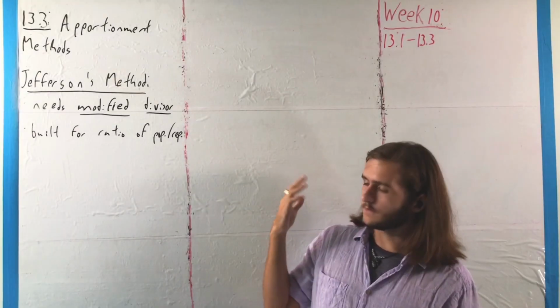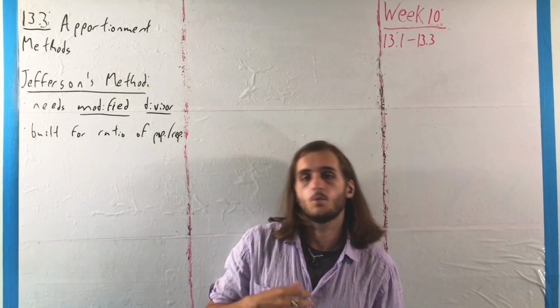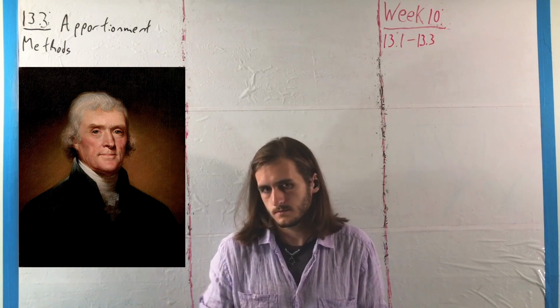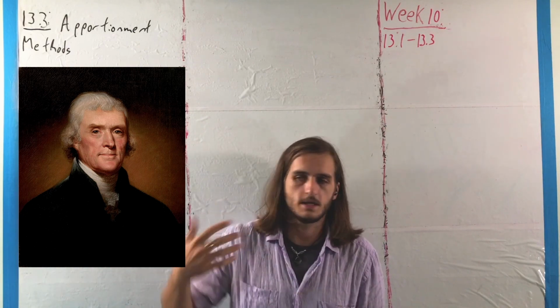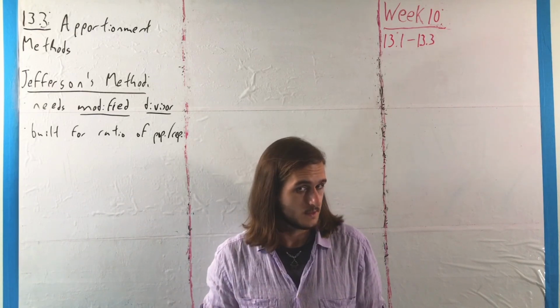As we mentioned at the end of the last video, the method that was taken over Hamilton's was the one put forth by Thomas Jefferson, which we appropriately call Jefferson's method. There are a lot of cases here of us just taking names based on whoever it was that happened to come up with the thing.